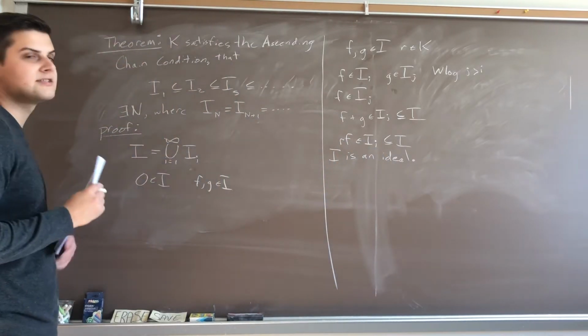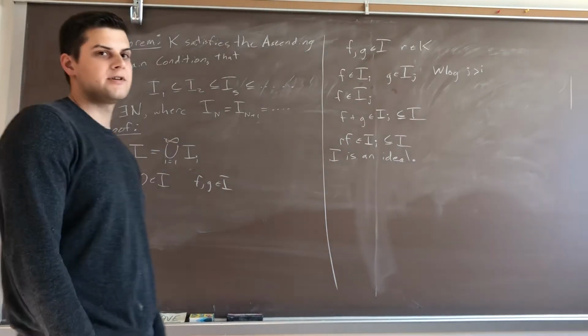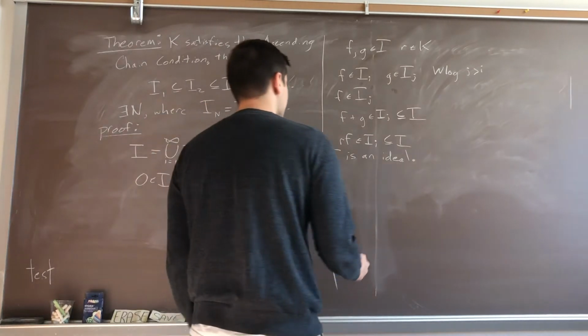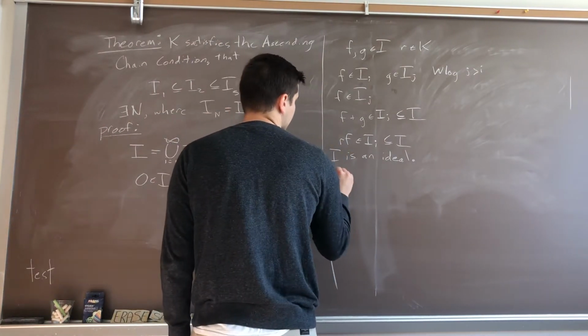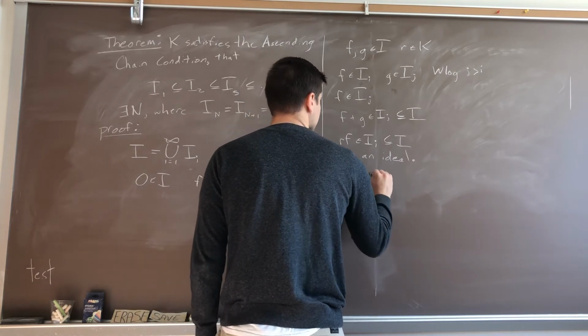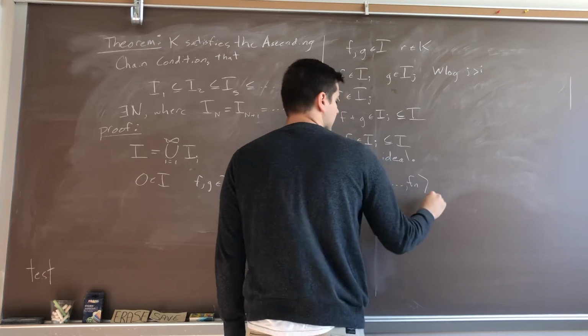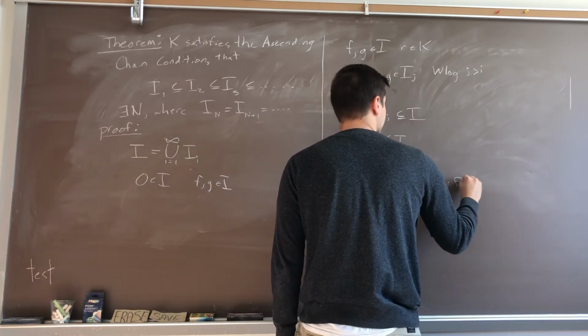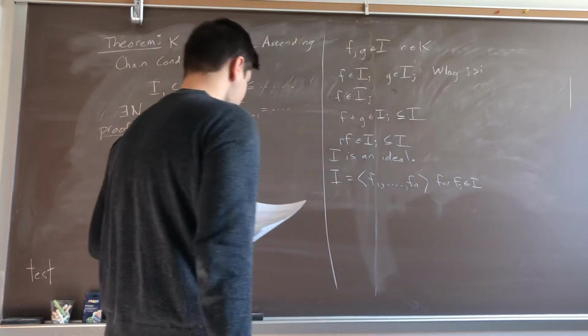So now since we know that I is an ideal in our ring K, we can apply Hilbert's basis theorem to get a finite basis for I. So now we can say that I equals the ideal generated by f1 to fn, for some f_i in I.